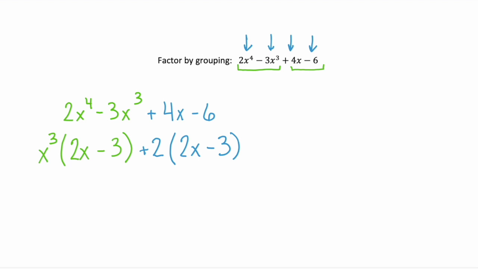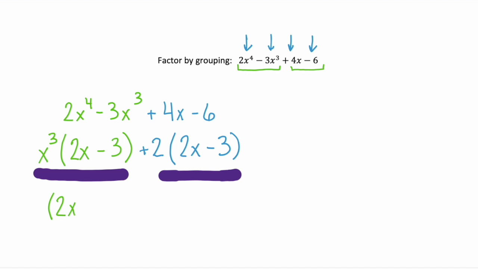Now you can see that we're down to two terms: 1, 2. So from those two terms, what we need to do is identify what they have in common. What factor do these two terms have in common? And that would be this 2x minus 3. And when we factor that out, the first term left behind is the x cubed, and the second term left behind is that plus 2. So this would be our final factored form, 2x minus 3 times x cubed plus 2.